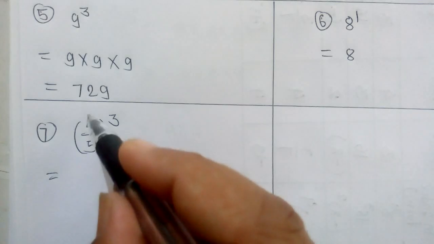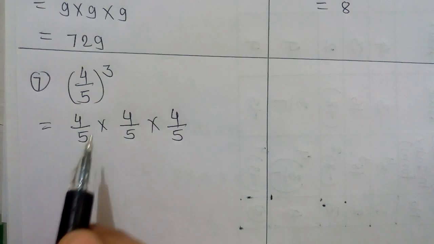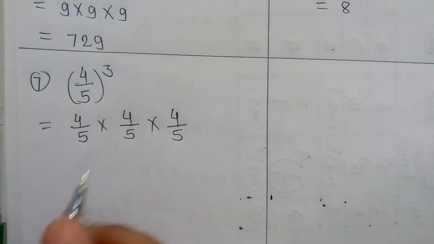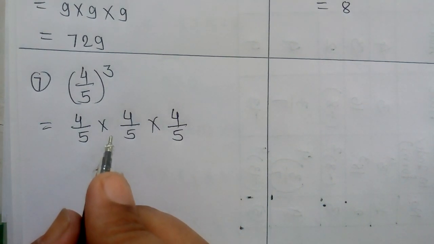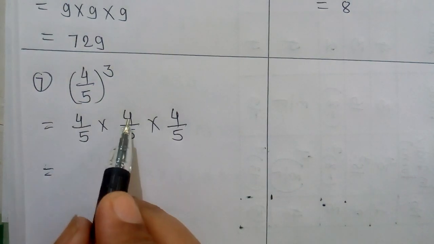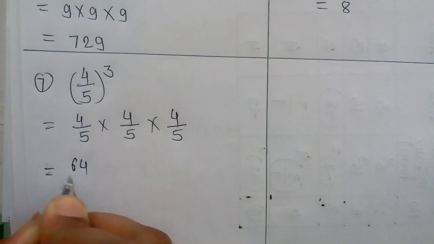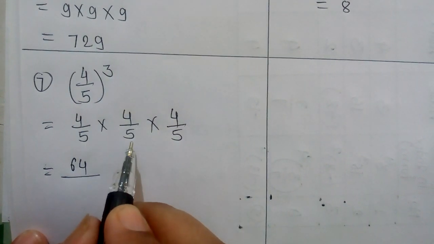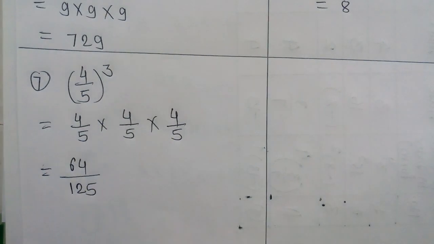So next one is 7th, that is 4 upon 5 raised to 3. Now this fraction 4 upon 5, we will multiply how many times? 3 times. Now we will multiply numerators and then denominators. So numerators are 4 into 4 into 4. So its multiplication, 4 4s are 16 and 16 4s are 64, upon 5 5s are 25, 25 5s are 125. So 64 upon 125 is our answer.